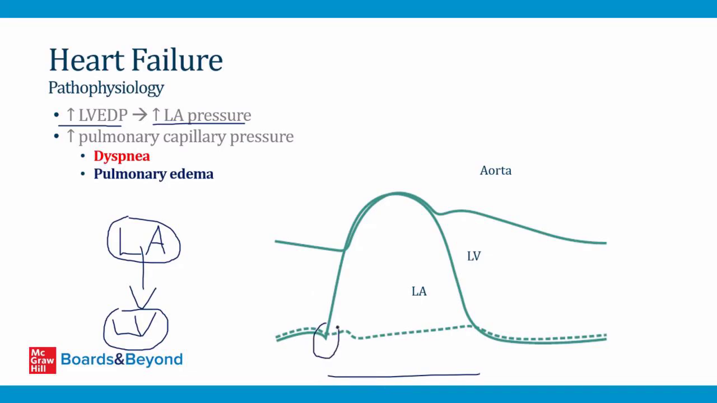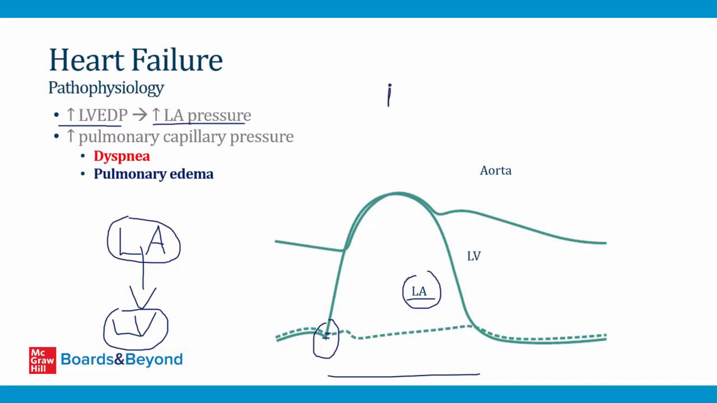But this is the end of diastole right here, and the left atrial pressure is the same as the pressure in the left ventricle at the end of diastole. So when the LVEDP rises, the left atrial pressure is also going to rise. And so this is another hallmark of heart failure of the left ventricle, high left atrial pressure.